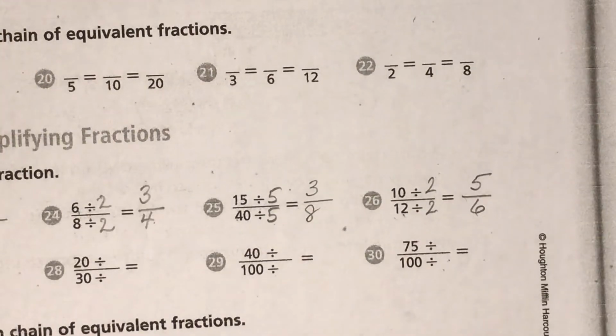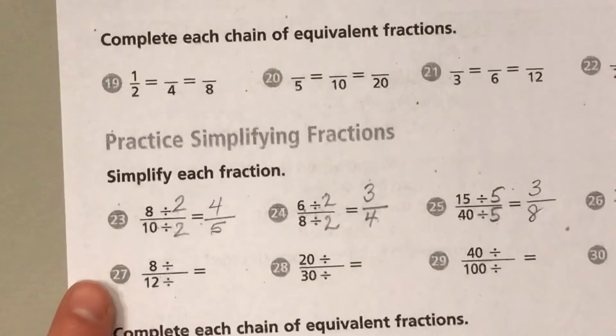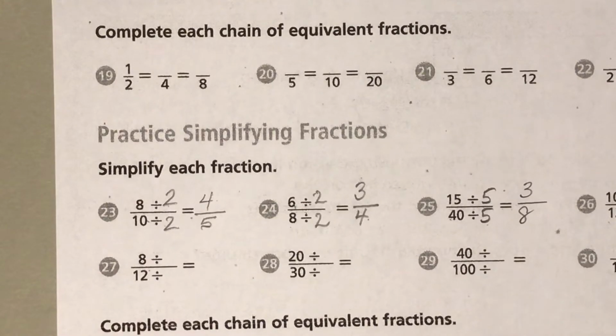All right, let's do a couple from the bottom row. Now there's more than one option for these. So if I look at 8 divided by 12, there are 2 different options that might come up. So I'm going to pause it. Please pause the video. I want you to try 27, 28, 29, and 30, and then come on back, and we'll talk about it.